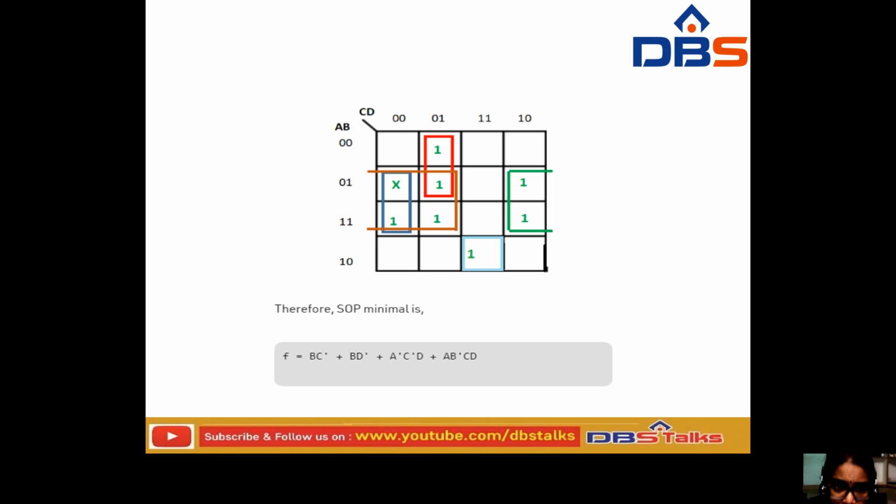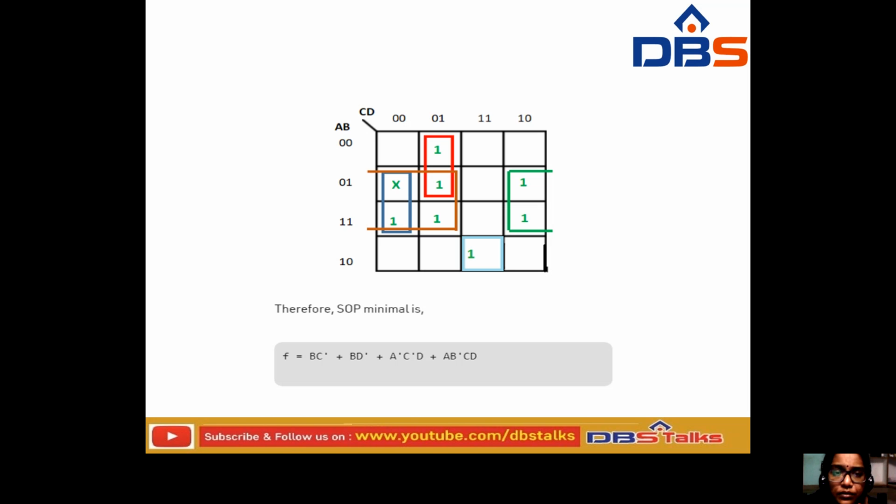Then first one we can simply write it as, if you are having some possible combination, BC dash plus BD dash plus A dash C dash D plus A B dash CD. See, this is the final output that we are going to get here.